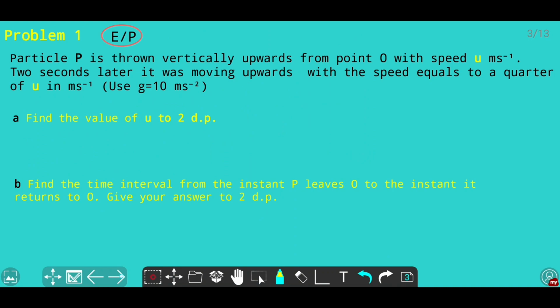Here is problem one, EP level. Just read carefully, grab your pens, grab your notes, and try to do it on your own as always.